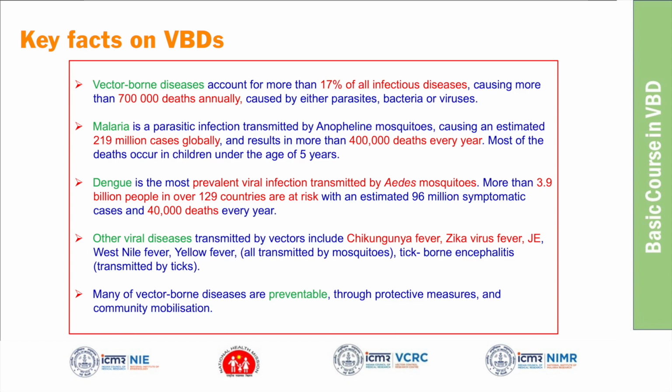And then the next most important vector-borne disease is dengue, a prevalent viral infection transmitted by Aedes mosquitoes. Of late, the burden is too high, and we know around 3.9 billion people in over 129 countries are at risk, with an estimated 96 million symptomatic cases. And these are all the global picture.